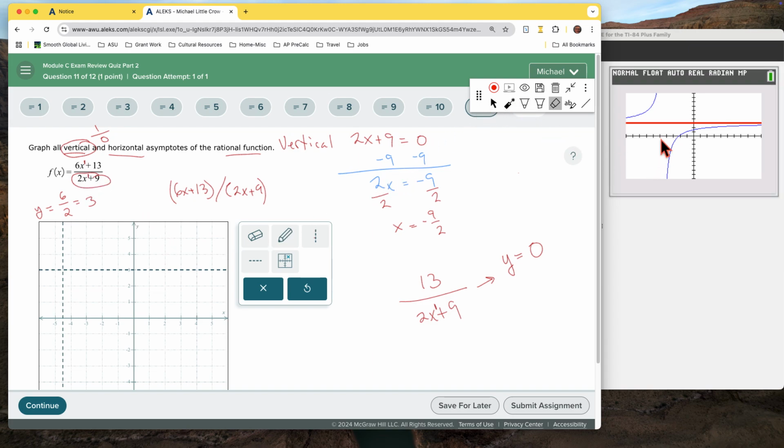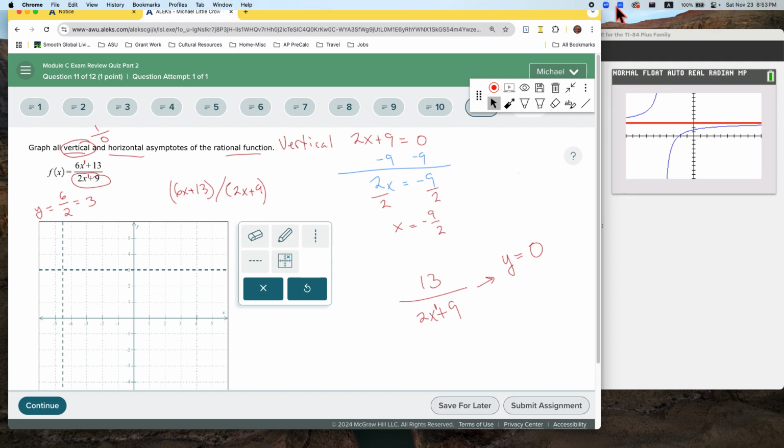Always, if you can, graph it, and it will give you the indications of where those asymptotes are at. Okay. Sounds good. That's number 11. One more to go.